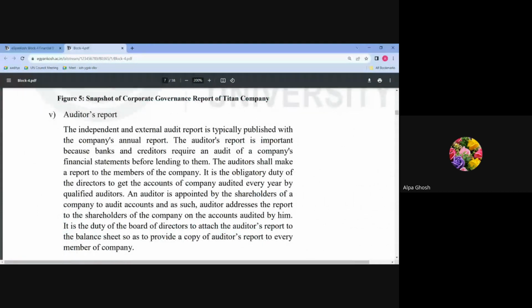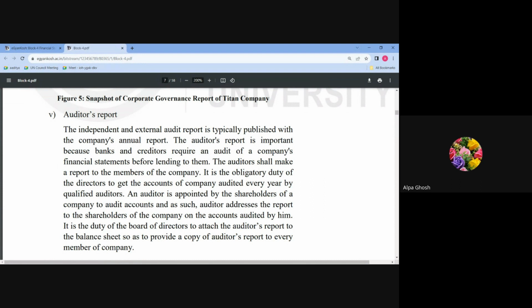Next is the auditor's report. The auditor's report is the report which the company's auditors, that is the certified accountants, chartered accountants or financial experts, publish after auditing the whole year's transactions. Without the signature of the auditor, no company can publish its annual report, and the annual report doesn't have any validity if it is not accompanied by the auditor's signature and seal.